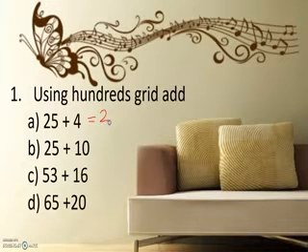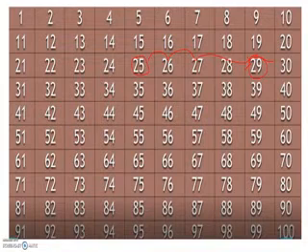Now, our next question is 25 plus 10. We have to add 10 to 25. 10 is a tens number. So, to add tens number, we have to move downward. 25 plus 10. Let's see how we can do that.